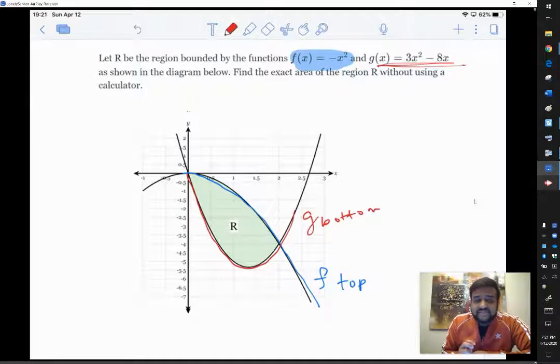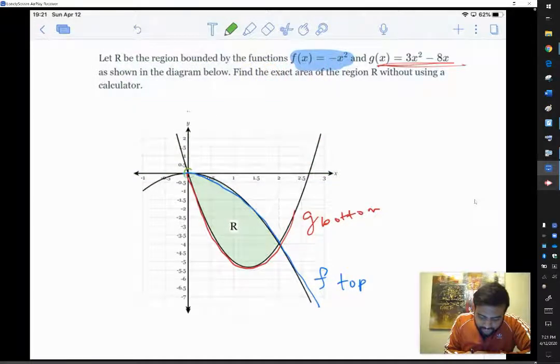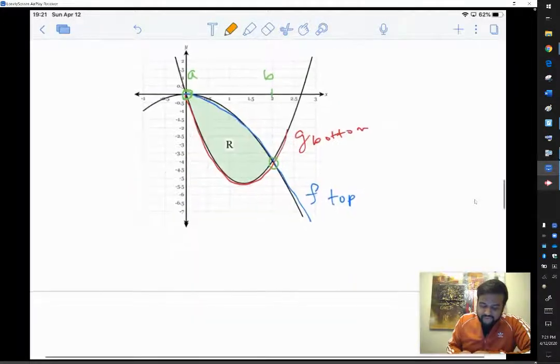Okay. Second step is to find the intersection points. Well, one of the intersection points looks like it's fairly obvious. It looks like it's 0. The other intersection point looks like it should be 2. So now I have A and B. So to find the area of this region here, all we have to do is set up the following integral.